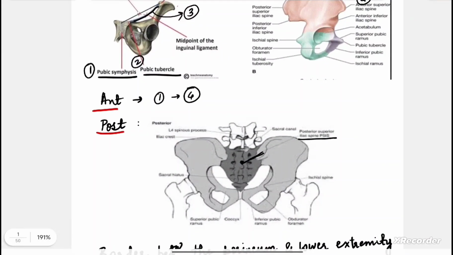The posterior border is an imaginary line drawn from the posterior superior iliac spine to the middle point between the second and third sacral vertebrae. And the border between the perineum and the lower extremity is the groove of the thigh.